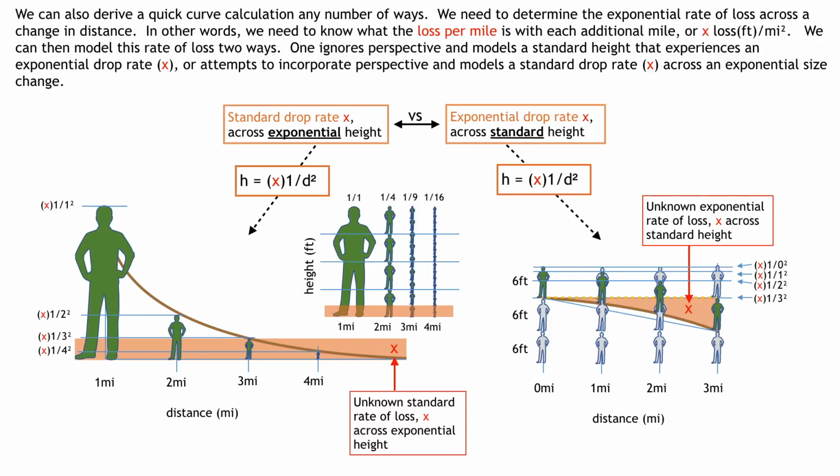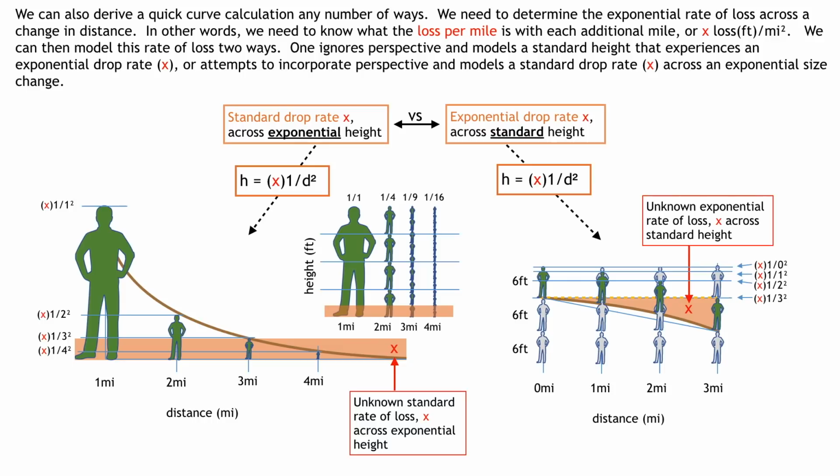So here we have our two possible ways to model this, but the same equation. You have a standard drop rate x across an exponential height change, which you could then place into perspective to view something getting smaller with distance and parts of it getting cut off with that distance. So height is equal to x, some constant that is going to be some unknown standard rate of loss, across 1 over the distance squared to give us our exponential height change.